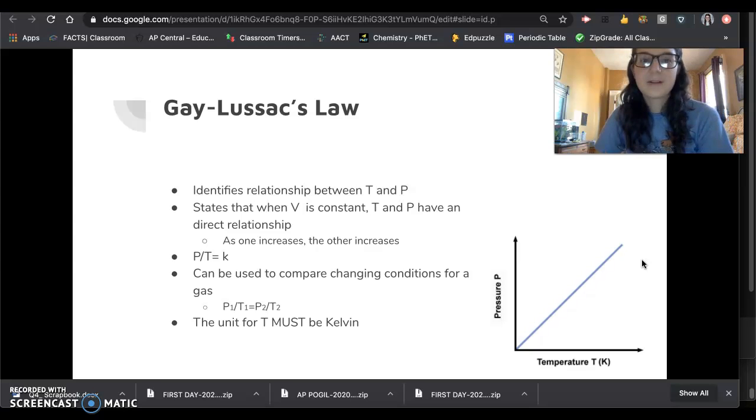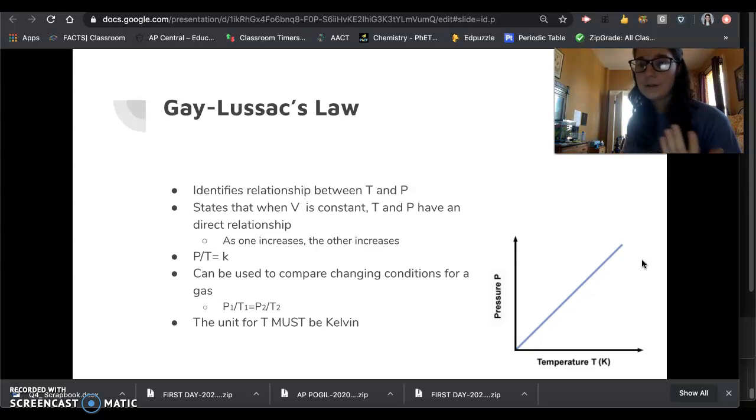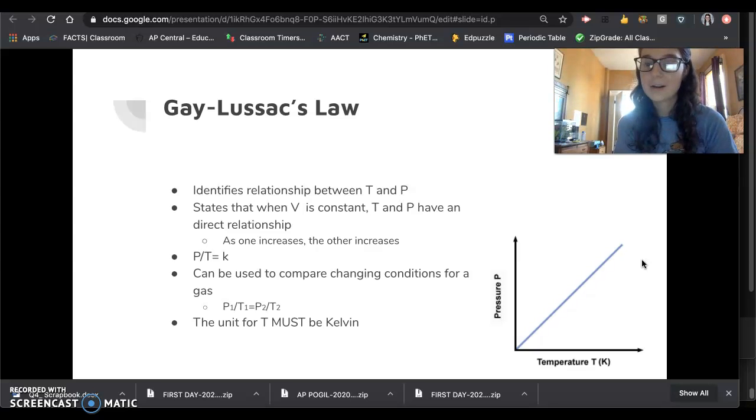And finally, we're going to talk about Gay-Lussac's law. This identifies the relationship between temperature and pressure at a constant volume. How do you know the volume is constant? Usually the question will say something like a rigid container. So that means like a hydro flask. Your volume's not going to change, whereas with a balloon, your volume could change because it's a flexible container.